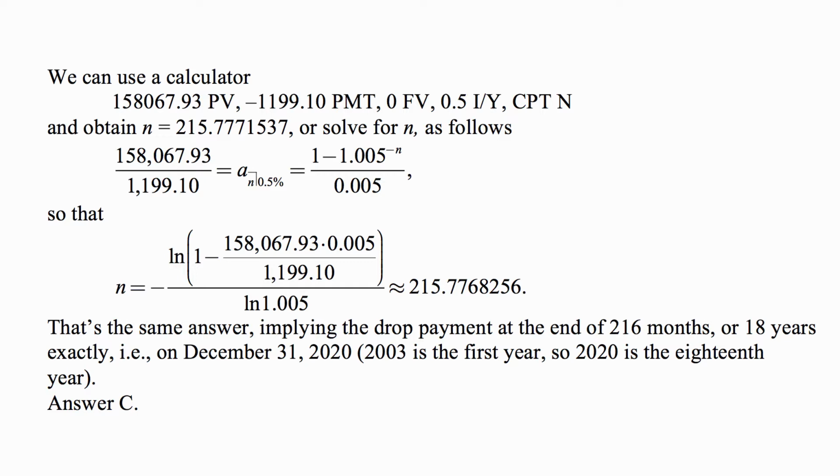This implies the drop payment at the end of 216 months. So 215 regular payments and then a drop payment. And that's 18 years exactly. So it would be the last payment in the 18th year. And 2003 is the first year, so 2020 is the 18th year, because if 2001 were the first year, then you would agree that 2018 is the 18th year, I hope. So this is just moved to the right by 2 years. Or a stick has 2 ends. So this is answer C.